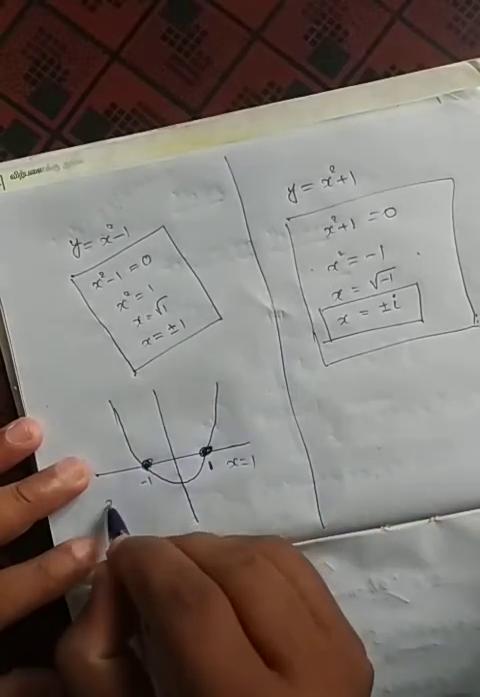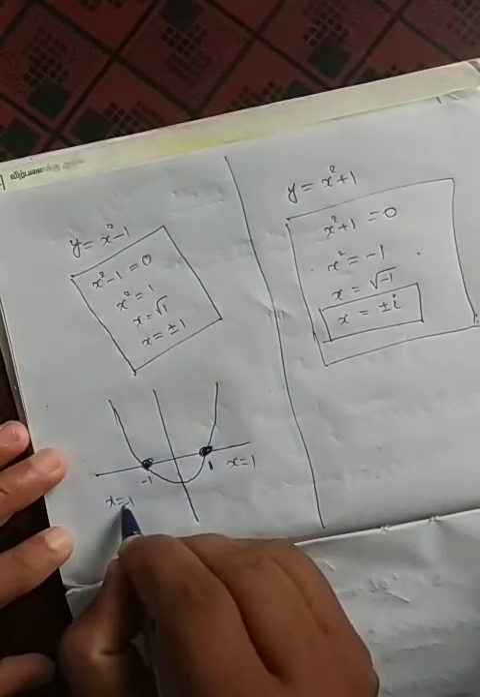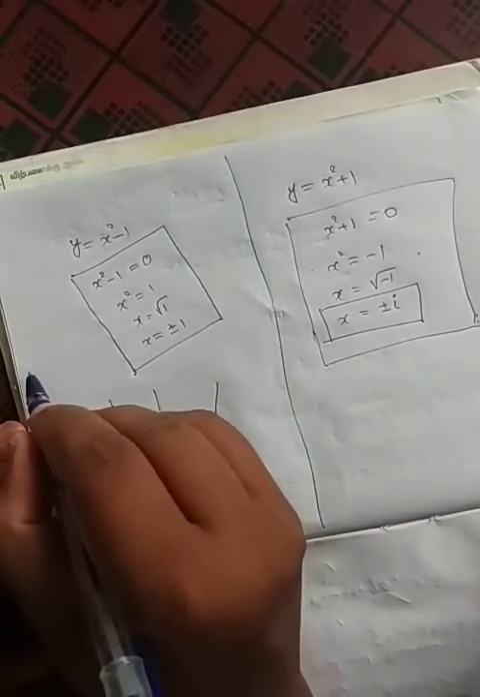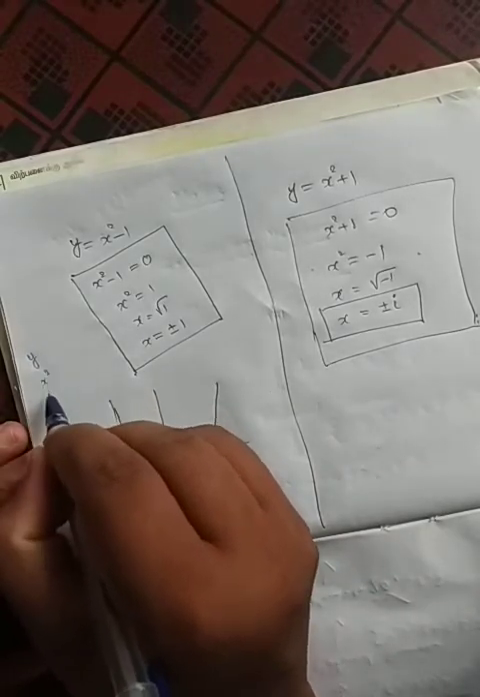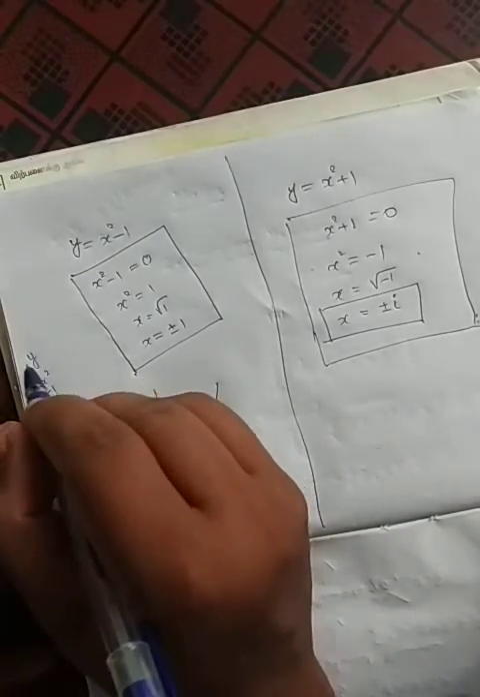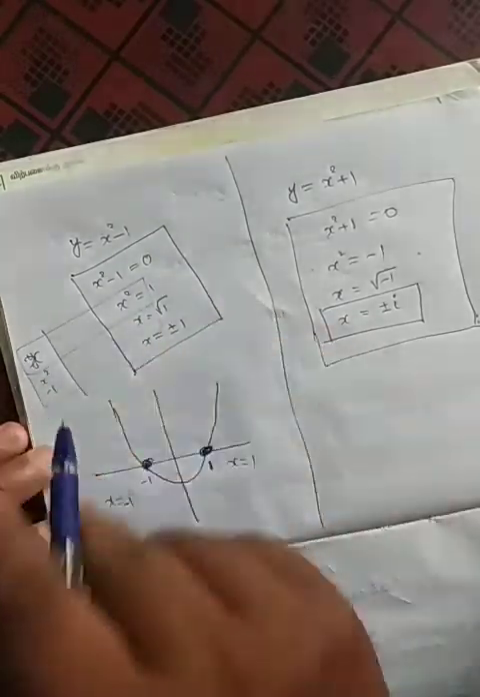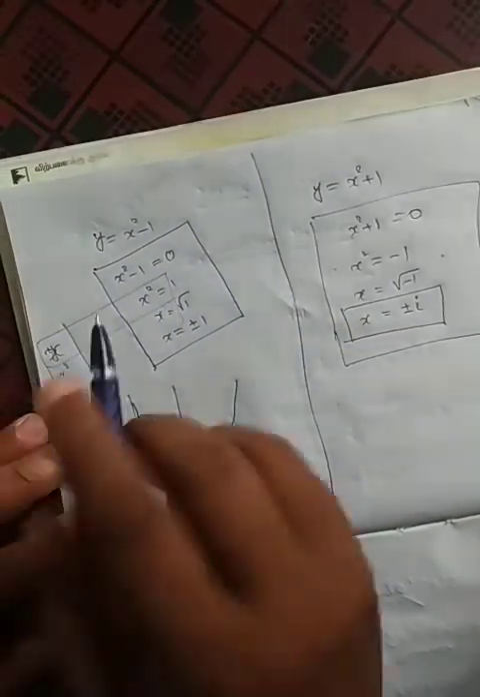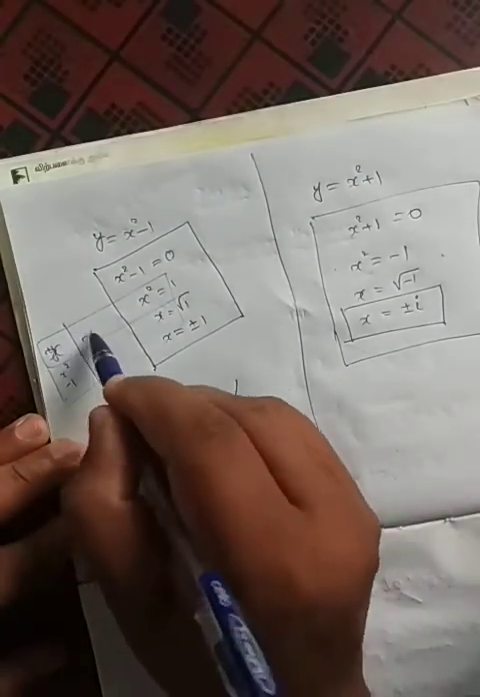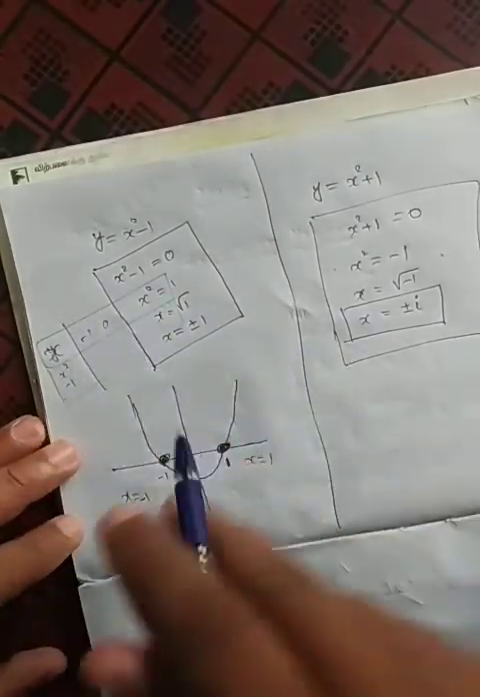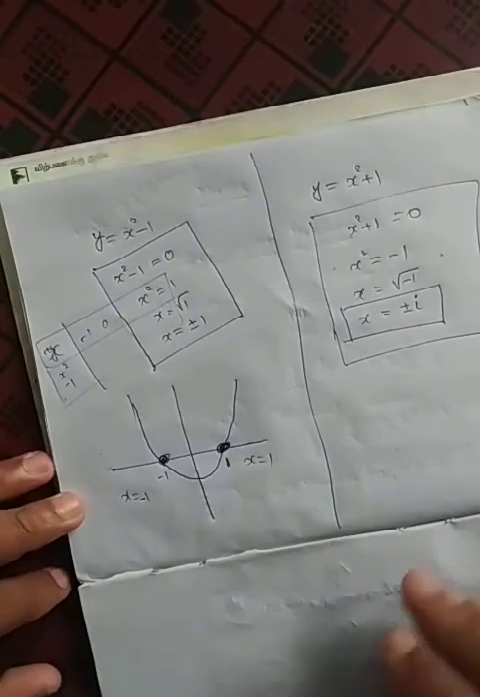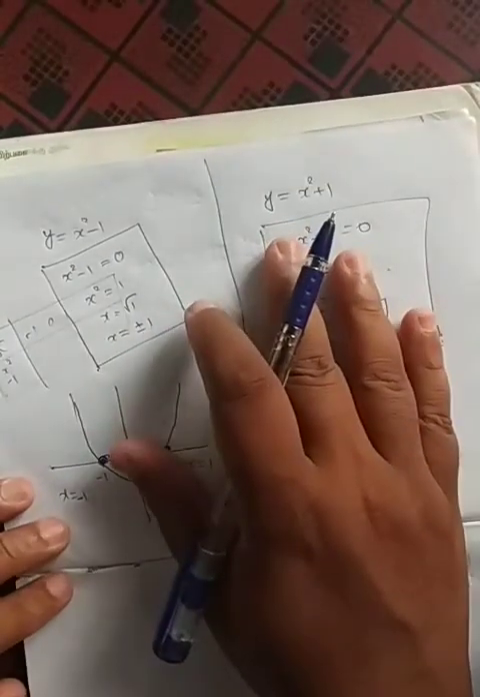You know how to draw this, right? You will write y equals x square minus 1, then put the values. You take x here and write everything. The x values are minus 1, 0, 1. Likewise you draw it and you will get this structure. Similarly, draw this diagram also.